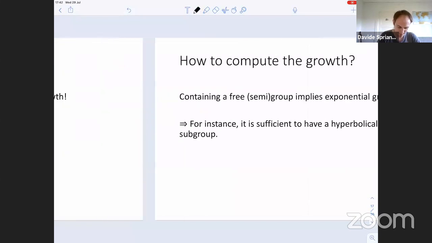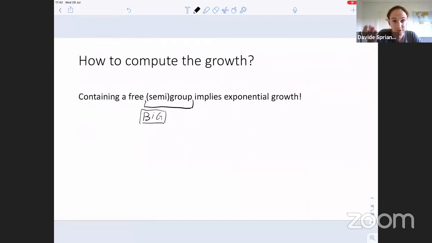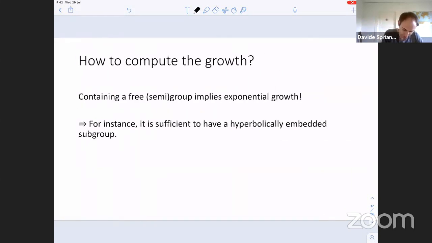Okay, and there are several ways, let's go one back. There are several ways to find free semigroups, and those are usually associated to negative curvature. So if you have negative curvature, usually you can use some techniques. For instance, it is sufficient to have a hyperbolically embedded subgroup. So having a proper hyperbolically embedded subgroup is the same as being acylindrically hyperbolic. So this is saying that all acylindrically hyperbolic groups have uniform exponential growth, have exponential growth.